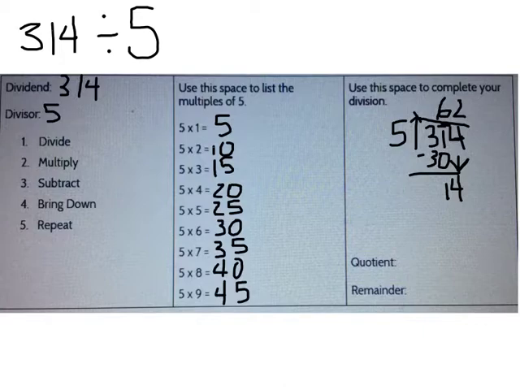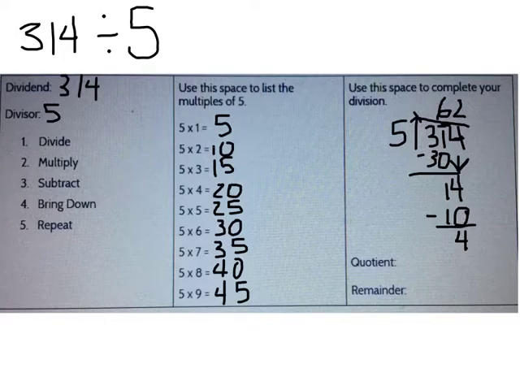My next step is to multiply 2 times 5 to see how many ones I used in my groups. What's 2 times 5? 2 times 5 is 10. My next step is to subtract to see how many ones I have left over. What's 14 minus 10? 14 minus 10 is 4.